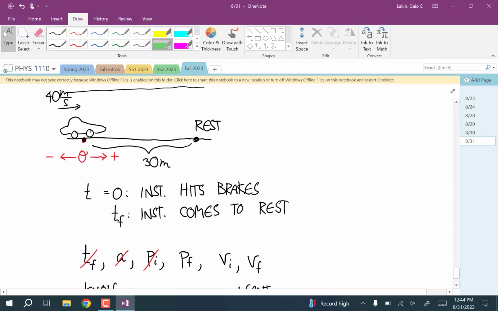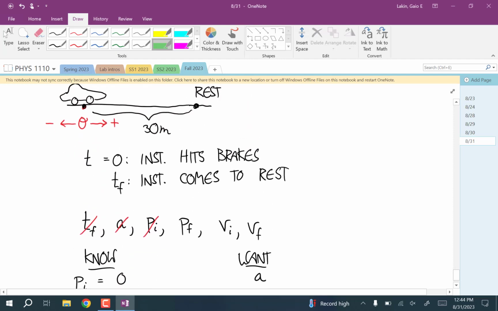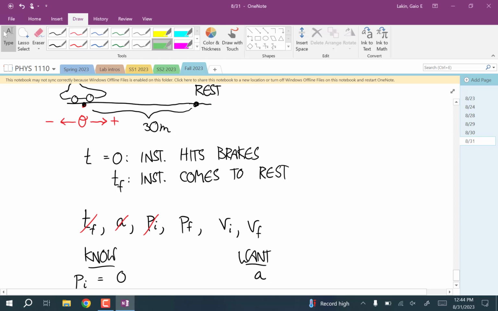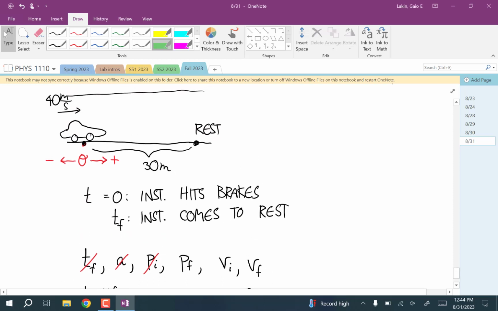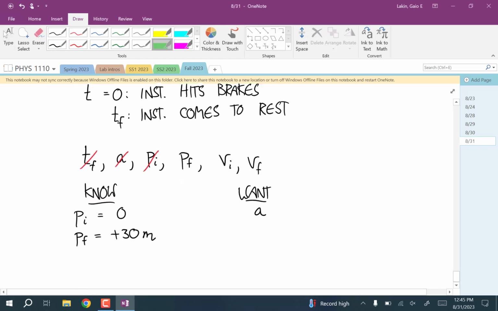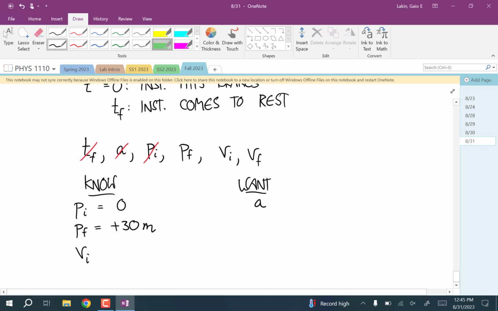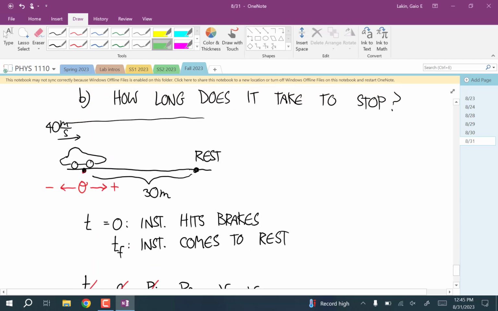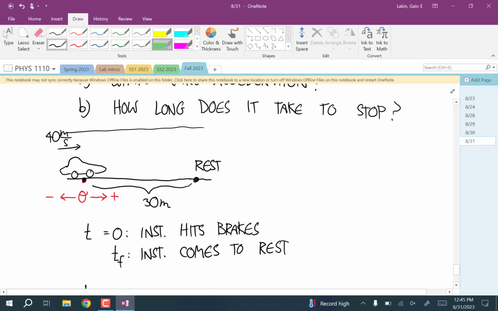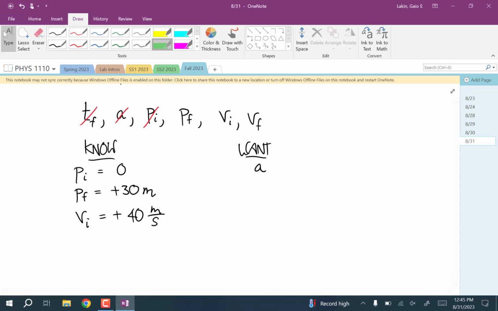Do we know the velocity at time equals 0? Yep, the speed is 40 meters per second, and then you have to think about which direction it's going in. Is it going in positive or negative direction? Positive, that's right. So V initial is positive 40 meters per second. And then do we know the velocity at time final? Yep, it's at rest, so that's 0.